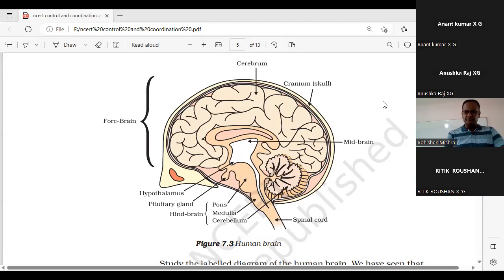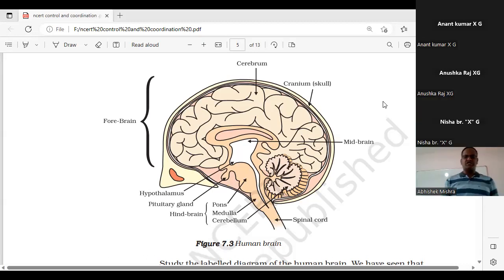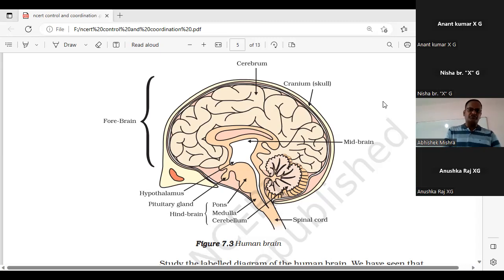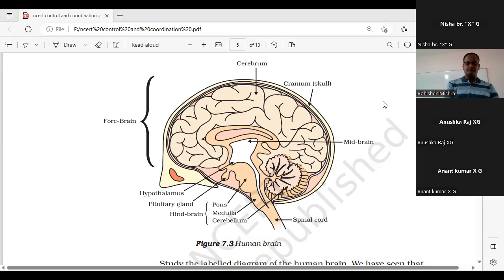Riding a bicycle, Anushka. Sir, cerebellum. Cerebellum. Okay, Nisha, next question to you. Picking up a pencil. Which part of the brain is controlling this function? Cerebellum. Yes, correct. Cerebellum.